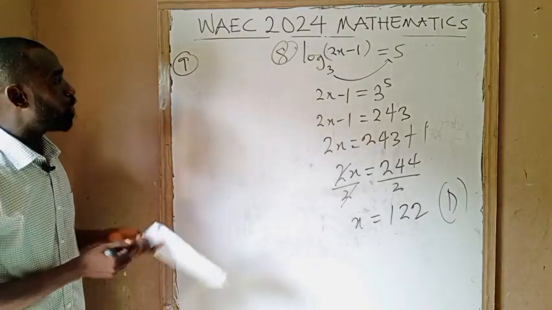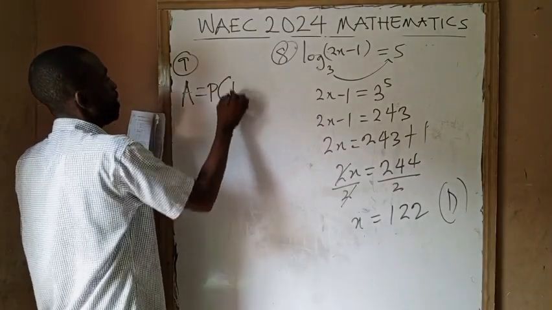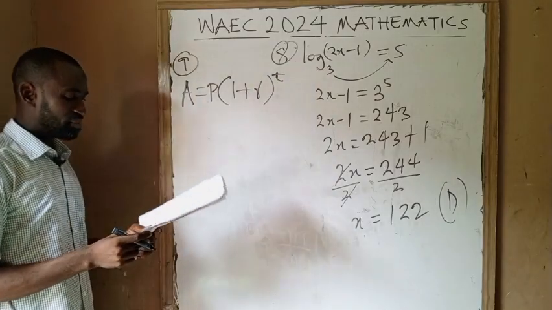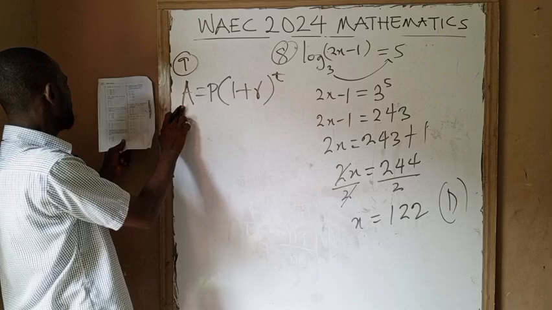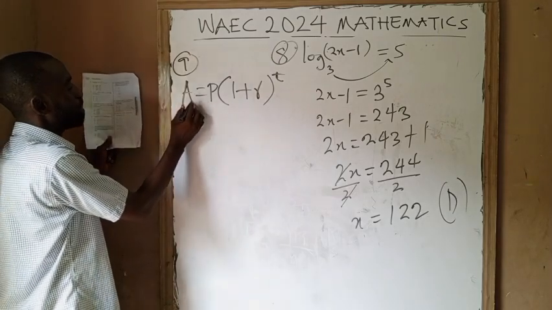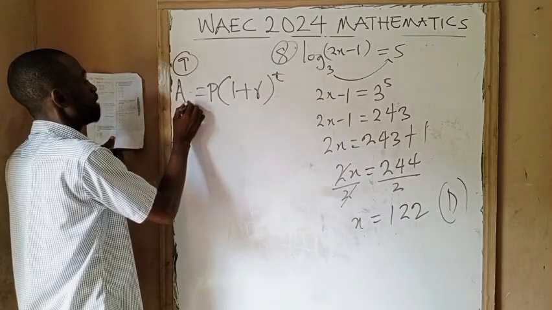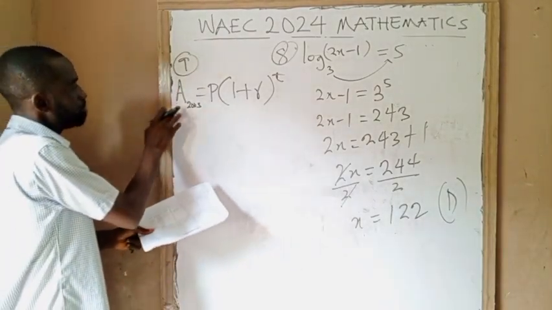Okay, so we can use the formula of amount: A equals P bracket 1 plus R raised to the power T. Our T is the time that we have to find. Here, this is what we're looking for: the population in the year 2003.